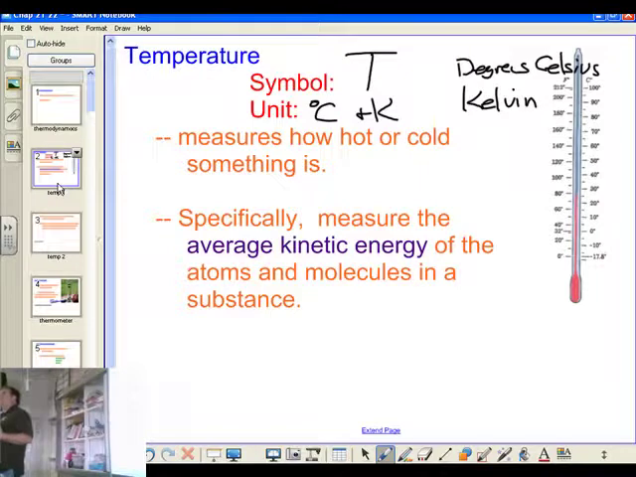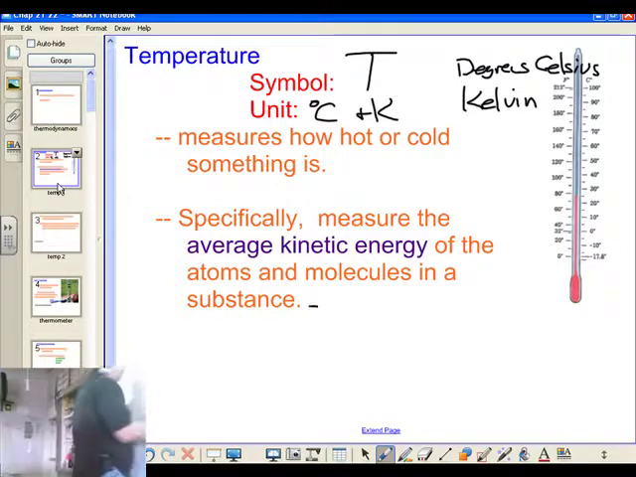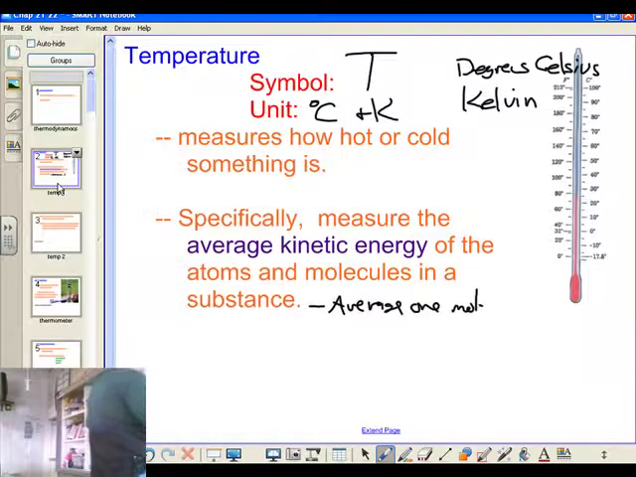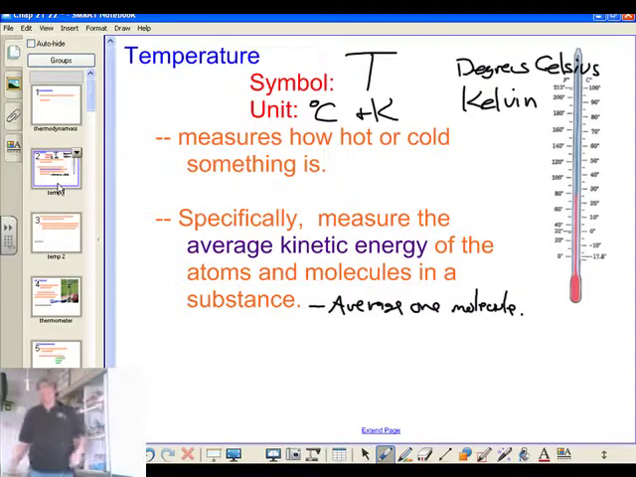When we talk about an average, we're always taking lots of numbers and making it into one. Remember, it's the average of one molecule. Always keep that in mind. Average one molecule or atom. So this is talking about the average kinetic energy.